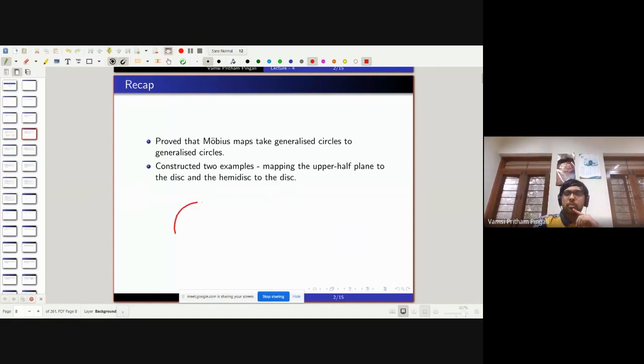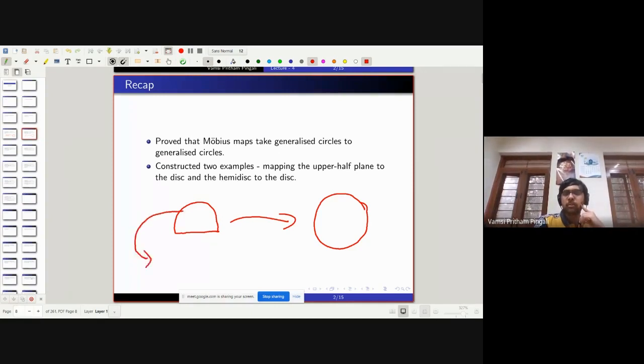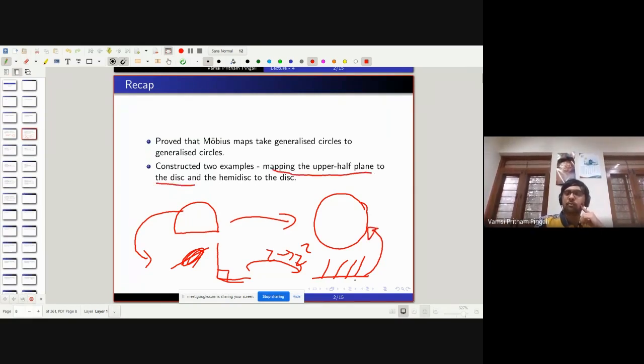We did something more complicated. We took this hemi-disk and mapped it to this disk. How did we do that? The idea is to first map this using a Mobius map to a sector like this. Then use z going to z square to map it to the upper half plane, and then the previous example gives you a map from the upper half plane into the disk.